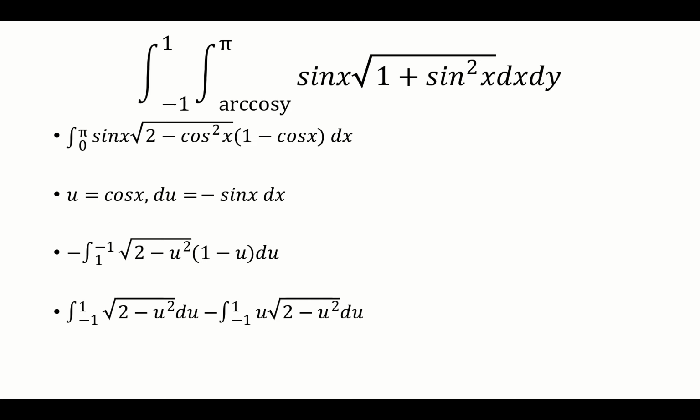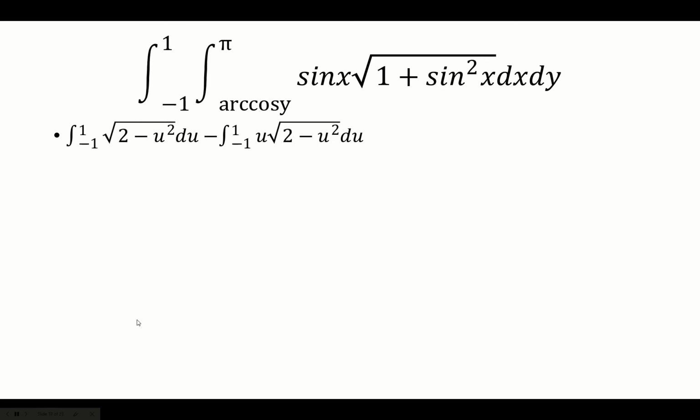So now we can distribute the square root and break this up into two separate integrals. And also notice that I flipped the limit here. So it was going from 1 to -1, and when I do -1 to 1, this negative goes away. So that's why there's no negative in front. And so I could just integrate this now.